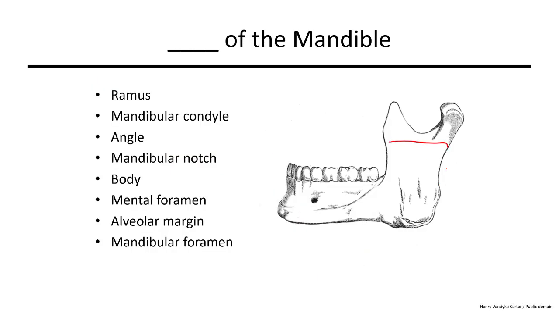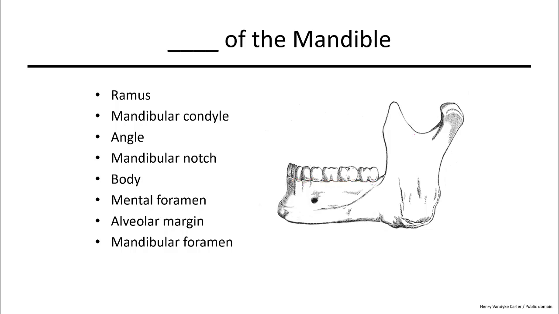We have the ramus of the mandible, which is this upper portion, the mandibular condyle, where we pivot in opening and closing our mouth. The angle is back here, mandibular notch. The body of the mandible is really this main portion here on either side. Mental foramen, it's a hole. Mental means chin, so you'll have one on either side of your chin where blood vessels and nerve exit. Then you have the alveolar margin. This is this area where the teeth will set in.